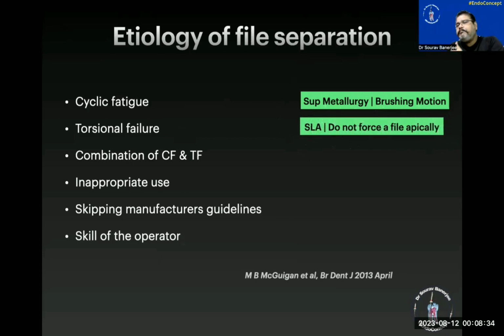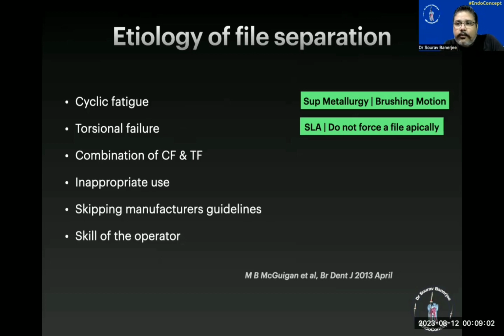The second is gaining a straight line access. Straight line access will prevent torsional failure, and we should never force a file apically. Torsional failure specifically happens when the file gets locked inside the canal, and the two ends of the file rotate in opposite directions because it got locked in the canal. So that is how a torsional failure happens.